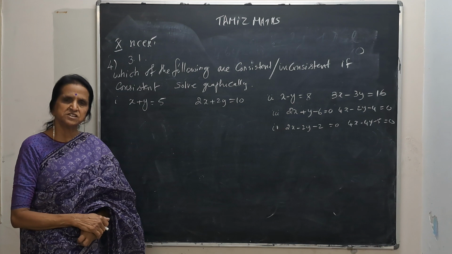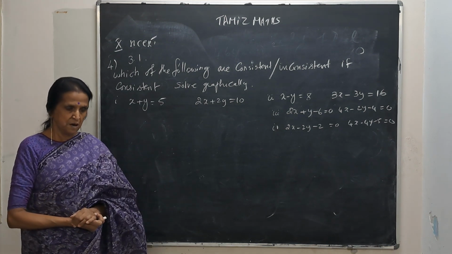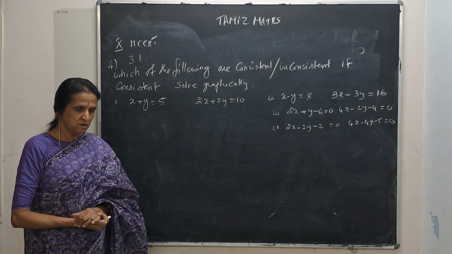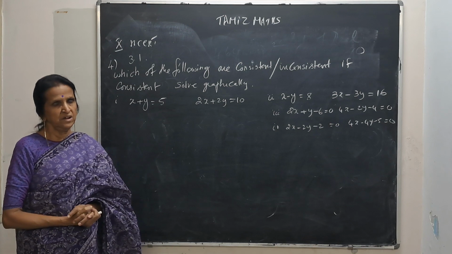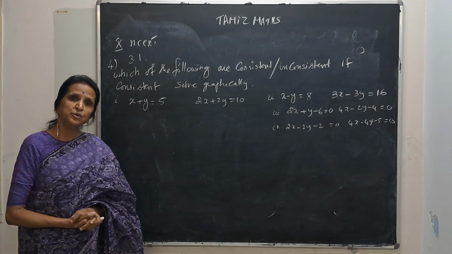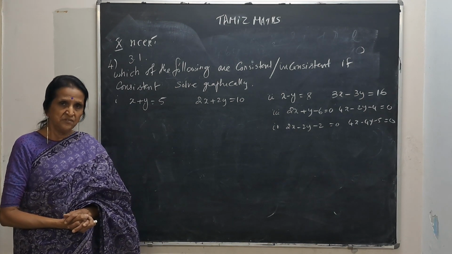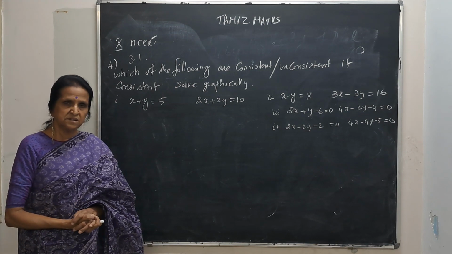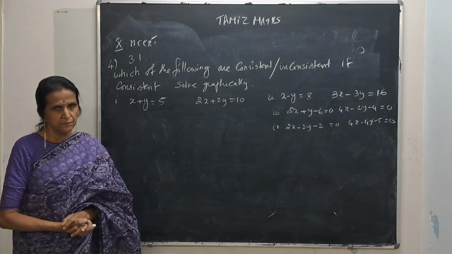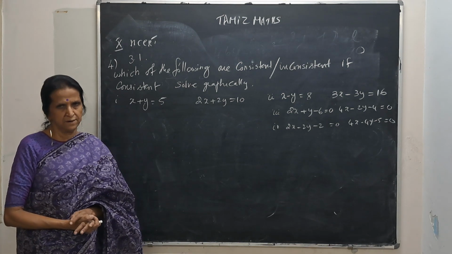We saw consistent and inconsistent. Consistent means it will have a solution. Inconsistent means it will not have a solution. Consistent means it can have a unique solution, or it can have an infinite number of solutions. Geometrically, a unique solution means there will be two lines which intersect. Many solutions means it is consistent with an infinite number of solutions, and there will be overlapping lines. Inconsistent means they will be parallel.